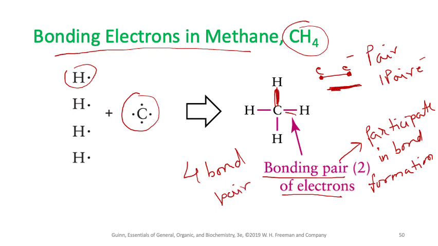Why 4 bond pairs? This is your 1st, this is the 2nd pair, this is the 3rd pair, this is the 4th pair. So you have 4 bond pairs. But how many total electrons? 8 electrons, because each bond pair means 2 electrons. So 8 electrons.